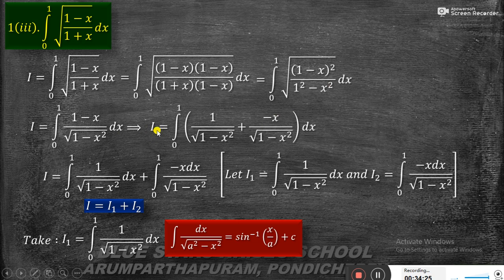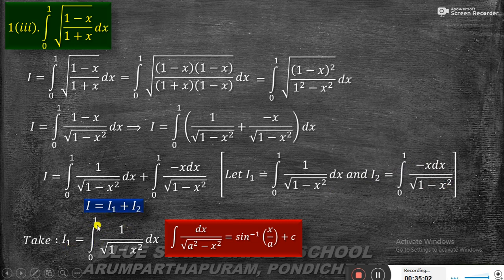In the next step, I equal to integral 0 to 1. Now I divide the denominator into every term of the numerator, so I write 1 by square root of 1 minus x² plus minus x by square root of 1 minus x², into dx. In the next step, I equal to integral 0 to 1 of dx by square root of 1 minus x², plus integral 0 to 1 of minus x dx by square root of 1 minus x². So here I1 equals integral 0 to 1 of dx by square root of 1 minus x², and I2 means integral 0 to 1 of minus x dx by square root of 1 minus x². So I equals I1 plus I2.